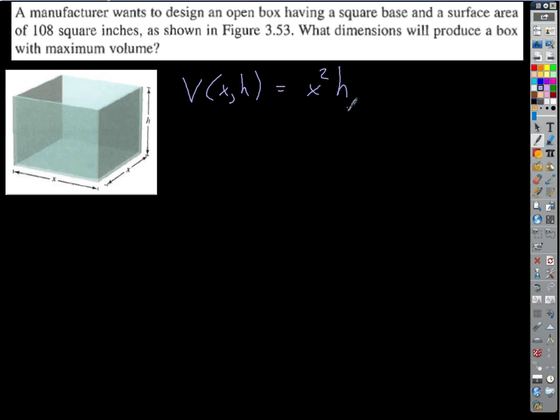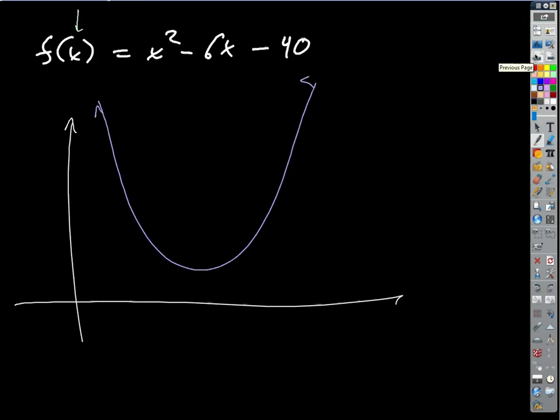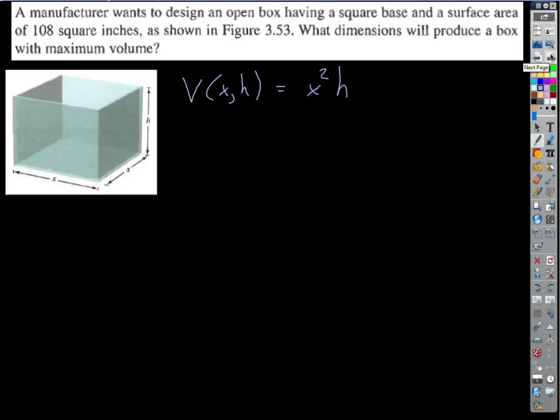Okay, that doesn't look like that, right? What's wrong with that? Two variables. Yeah, I got two variables, right? And furthermore, if you just said, okay, the volume is x squared times h, and we want to maximize the volume, I got an easy answer for you, infinity. I'll just let the box be infinitely big, right?